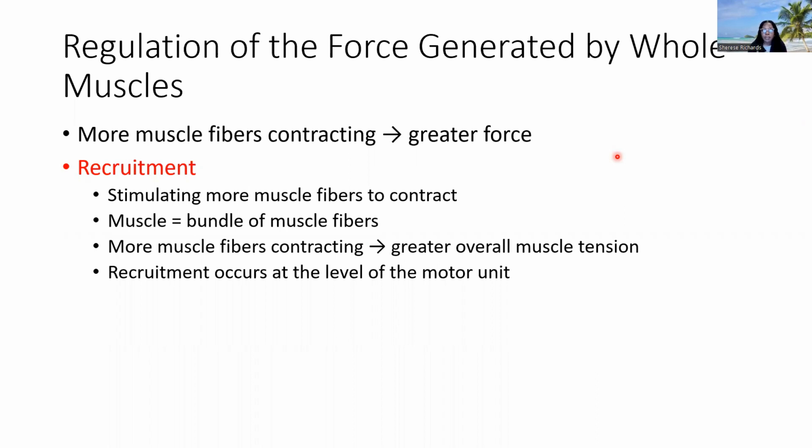Okay, so the recruitment principle is this idea that more fibers contracting equals more overall muscle tension. So in order for a muscle to generate the maximum amount of force, all of the fibers in that muscle must be contracting. And so a muscle begins its contraction by having a few of those fibers contracting, and then recruitment allows for it to call on additional motor units. So each motor neuron and all the fibers that are attached to that motor neuron can be recruited, and that can allow for more force generation.